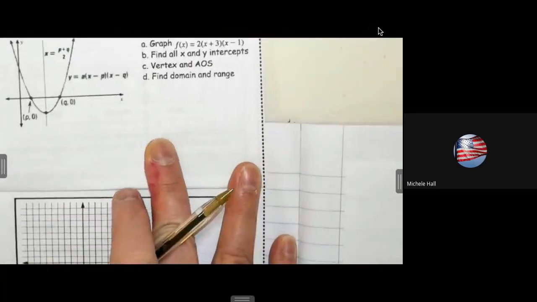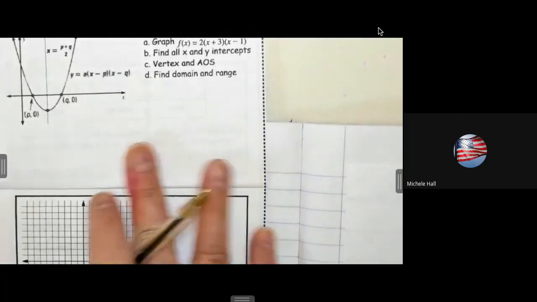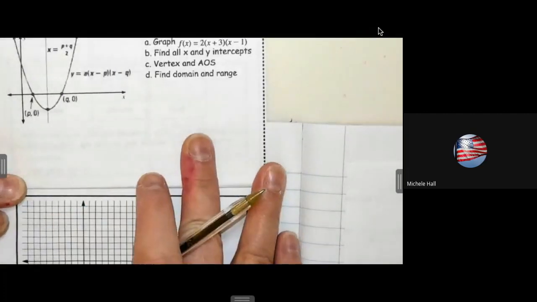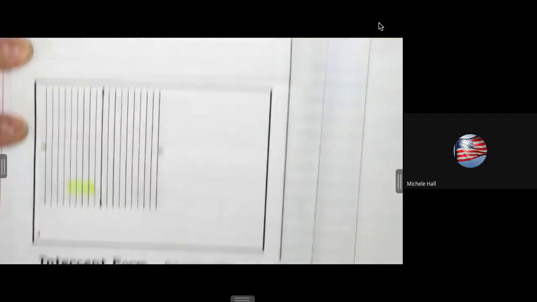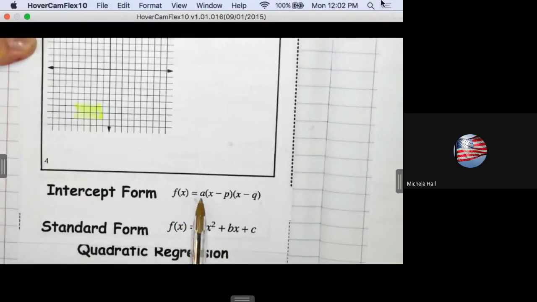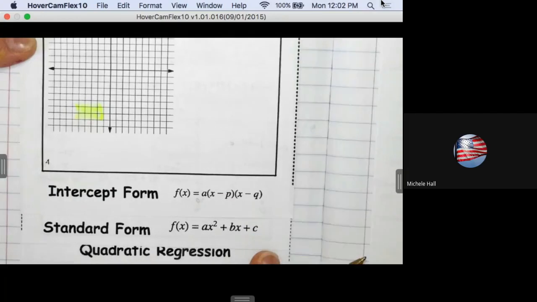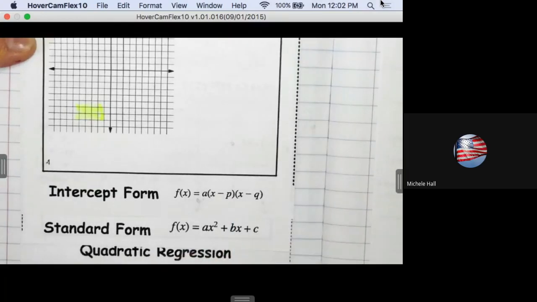Intercept form. So we can see from the formula that's going to be down here, intercept form is a times x minus p times x minus q. P and q. What are P and Q? If I look at the picture up top, what do P and Q represent? They're x-intercepts. This is intercept form.